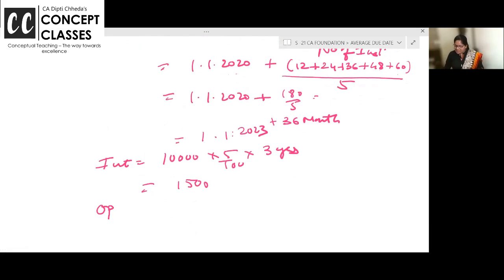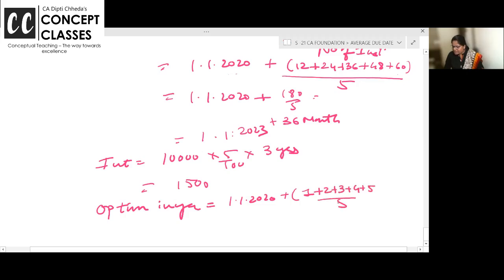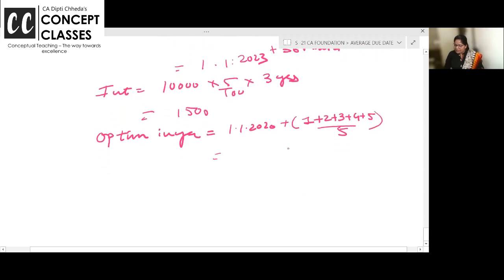Okay, can we try this sum, option 2, in years? Just can we try it in years? 1st January 2020. So first installment is due after 1 year, 2 years, 3 years, 4 years, 5 years. Divide by 5. 15 by 5, exactly same. 15 by 5 is coming to 3 years. 1st January 2020 plus 3 years. So it's 1st January 2023.